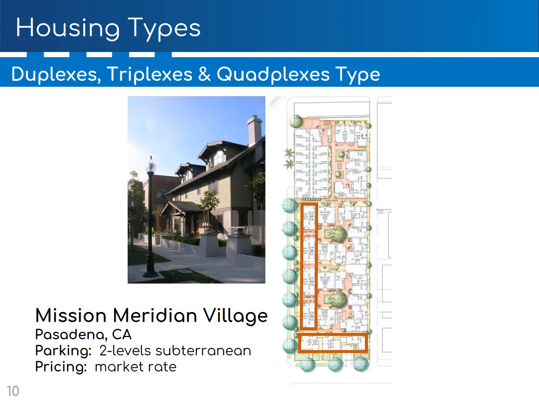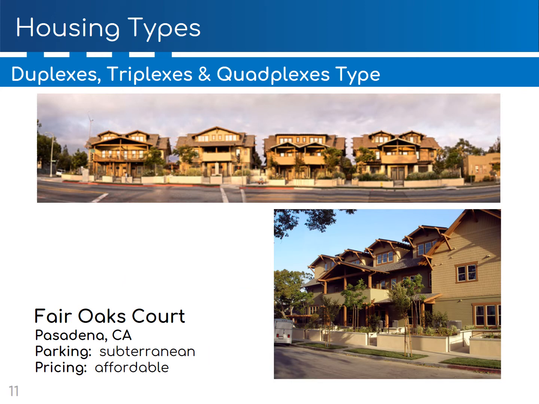This project, Mission Meridian Village in South Pasadena, includes single-family and quadplex residential types, as well as other housing types on a 1.65-acre infill site adjoining an existing single-family residential neighborhood. All of the parking for the total of 67 units is underground. Fair Oaks Court in Pasadena is another example of the duplex, triplex, or quadplex residential type. Notice how the units are oriented towards the sidewalk and street.